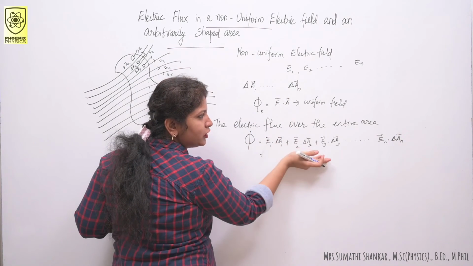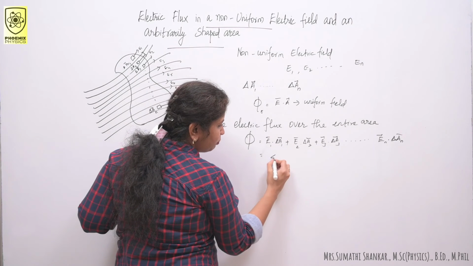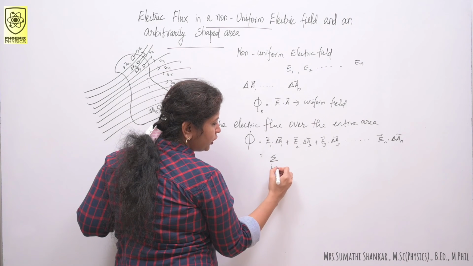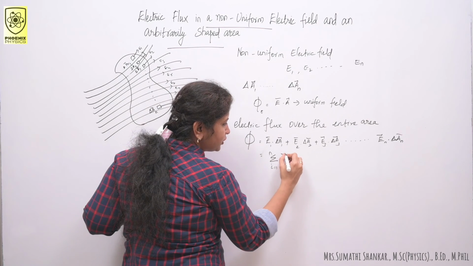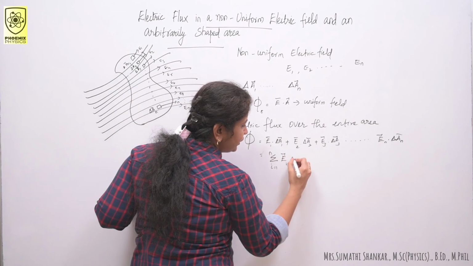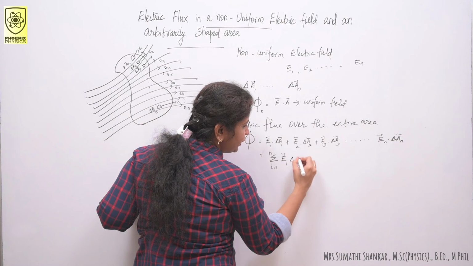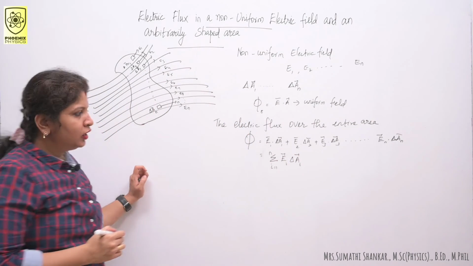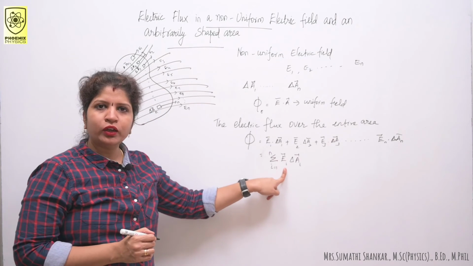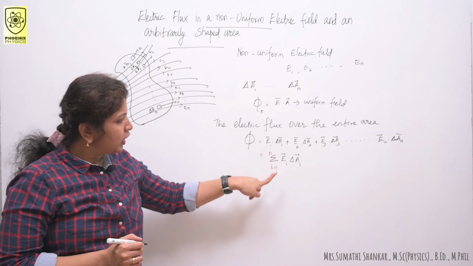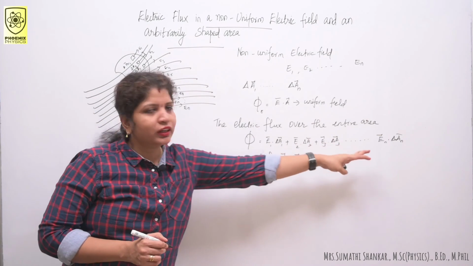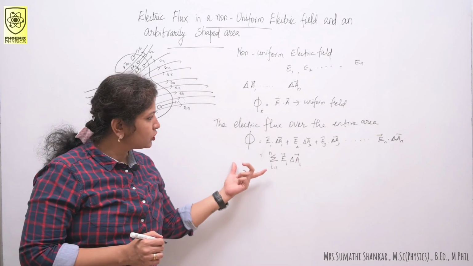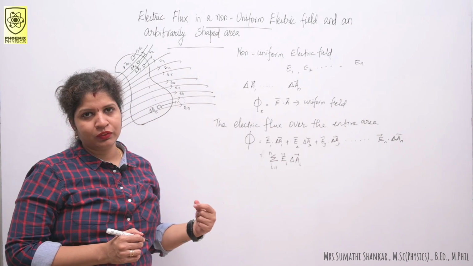How do you generalize this equation? Summation over i is equal to 1 to n of Ei vector dot delta Ai vector. Suppose if you substitute i is equal to 1, you get the first term. i is equal to 2 means second term. i is equal to n means you get the last term. So this is the general formula.